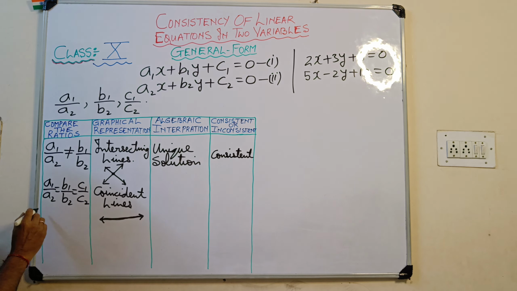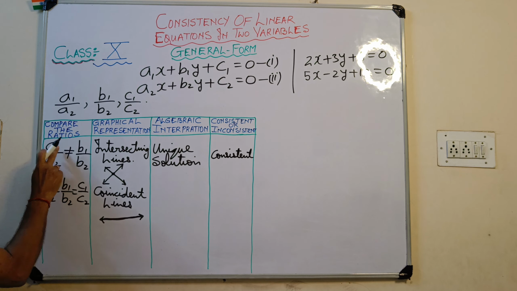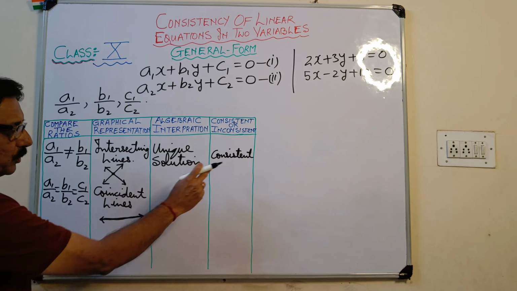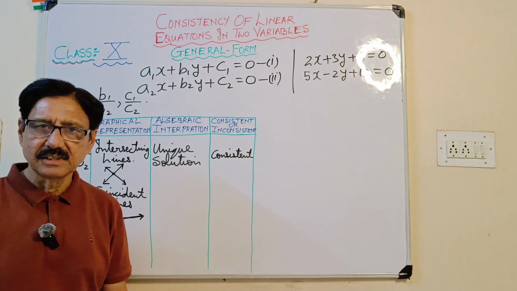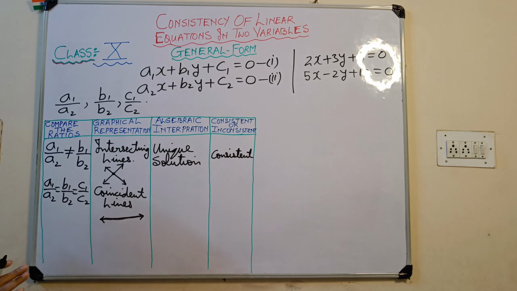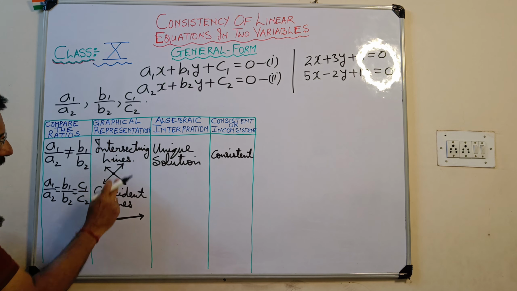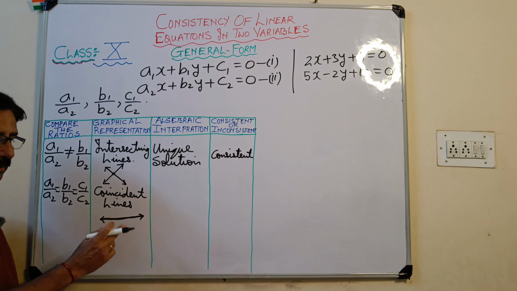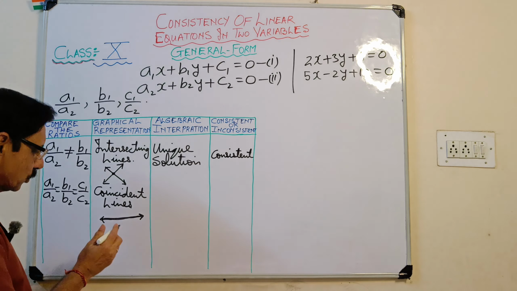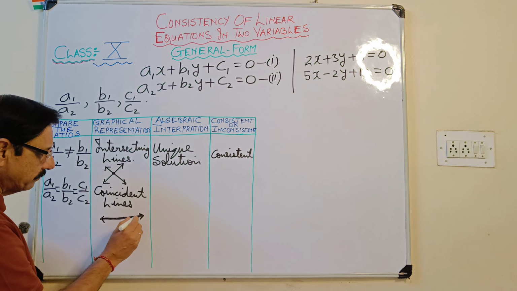This possibility is there only when a1 by a2 is not equal to b1 by b2. Then intersecting lines and unique solution, so they are consistent. Second case, if all three ratios are equal, then the graphical representation is coincident lines, meaning both the lines will coincide with each other. So every point is the solution. Every point on the line will be the solution.